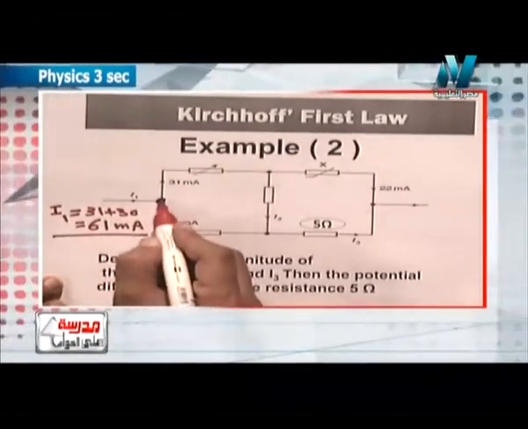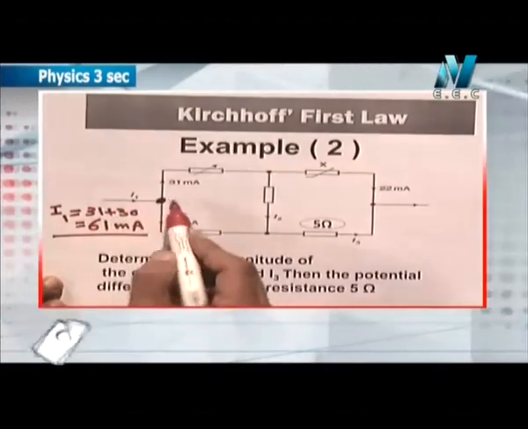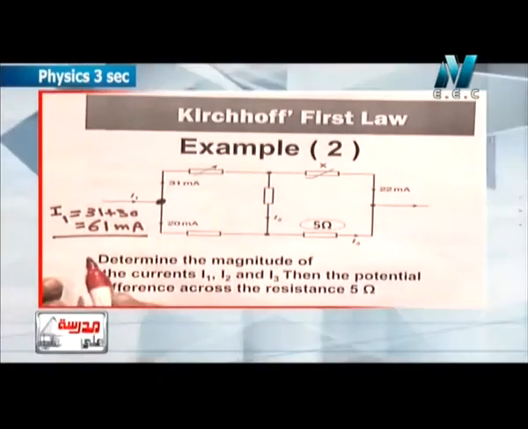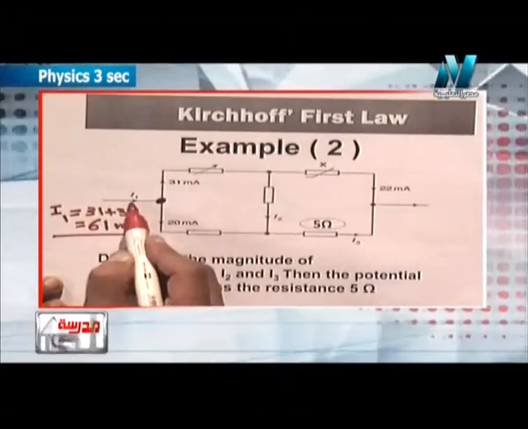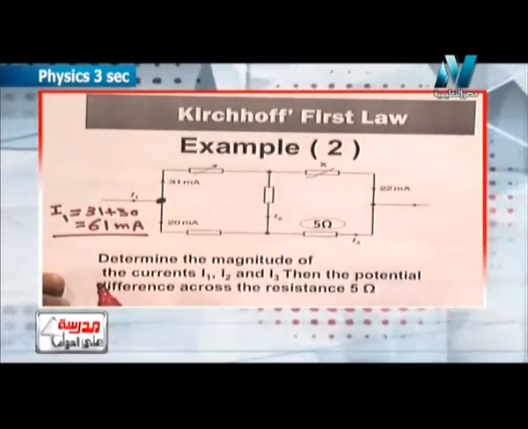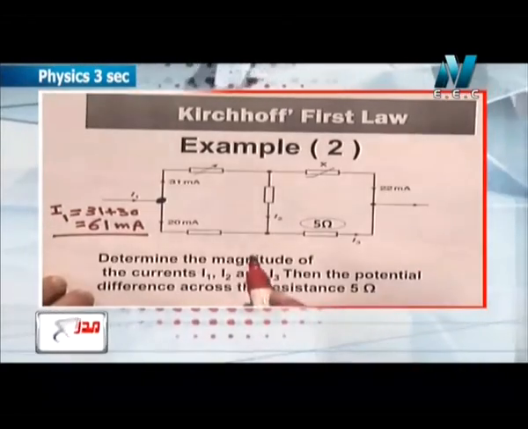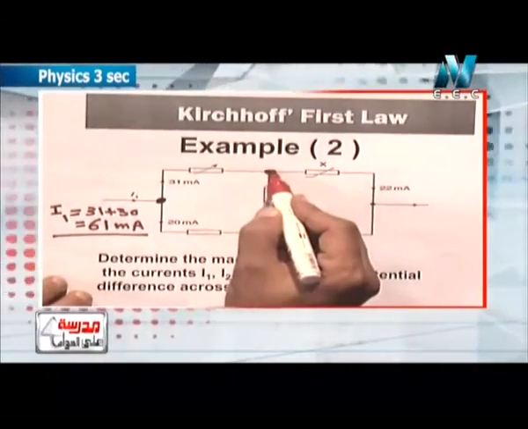So at any node the current that enters equals the current that leaves. Current in equals current out. Pay attention to the arrows. Okay, let's continue. What about that node?